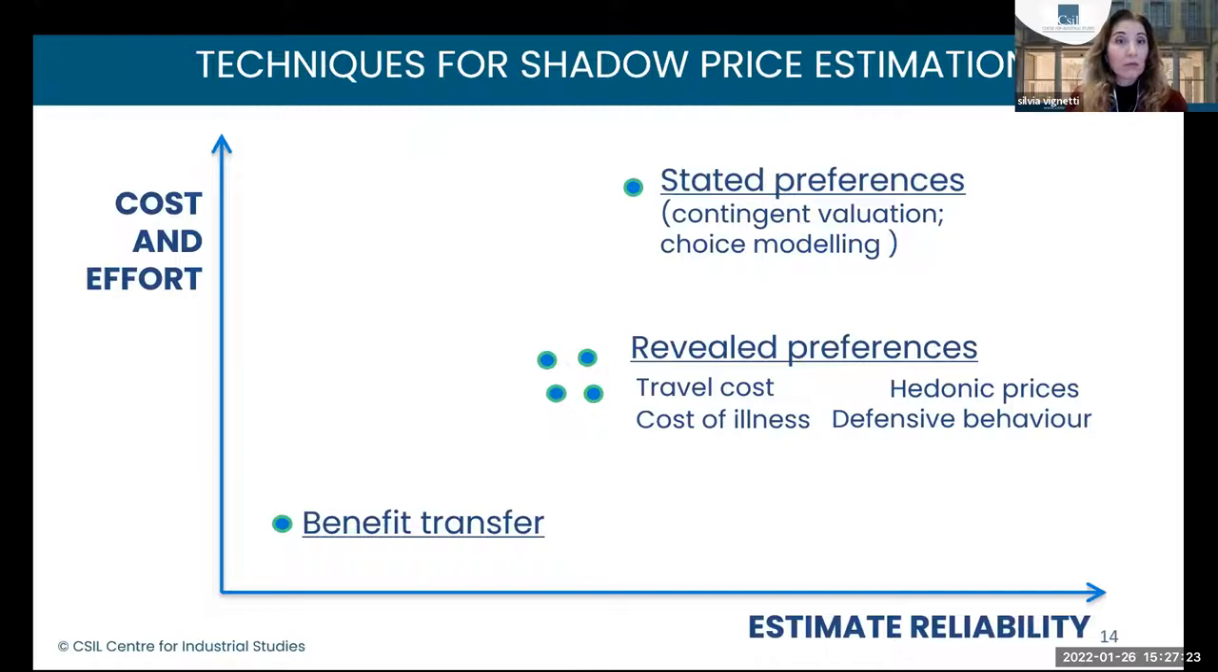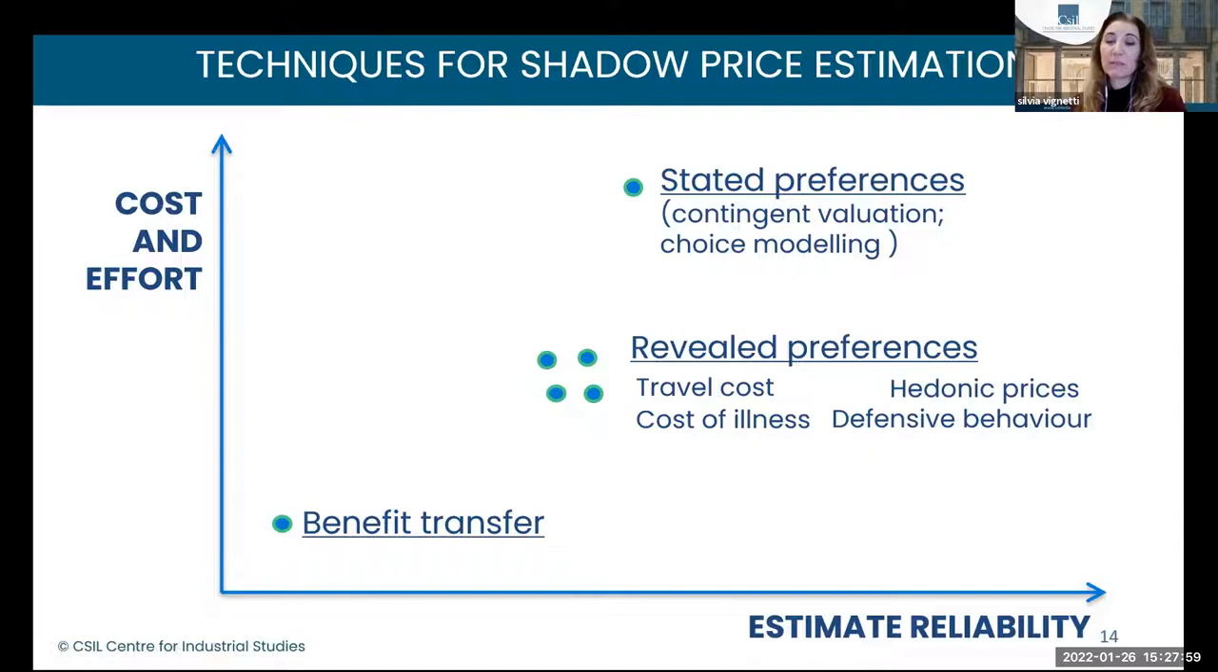And what about estimation of those opportunity costs or willingness to pay? There are many different ways in which you can finally derive a number. They have different reliability, cost, and require different expertise, and you have several possibilities depending on what you're doing, which is the time frame, which is the resources that you have. And they go from stated preferences.